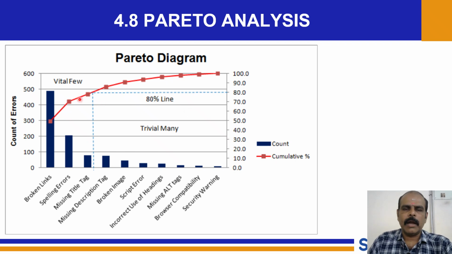Now we draw the 80 percent line. Above the 80 percent line are the vital few, and below it are the trivial many. Once we solve these three problems, that is broken links, spelling errors and missing title tag, obviously the severity is going to be low and the efficiency is going to be high. Later, a similar activity can be carried out for the rest of the root causes, and again the same process goes on. We knew the concept of continuous KPI. Even such concepts are feasible for us to implement using Pareto analysis.